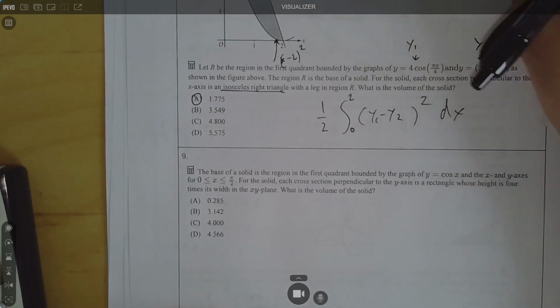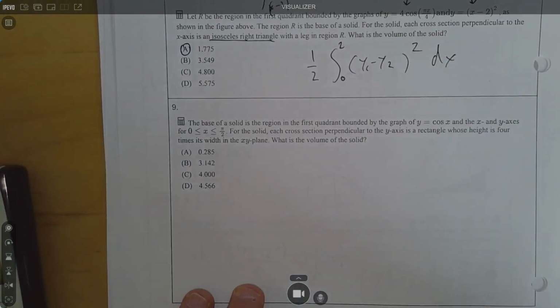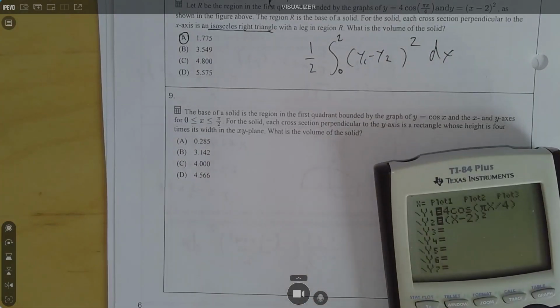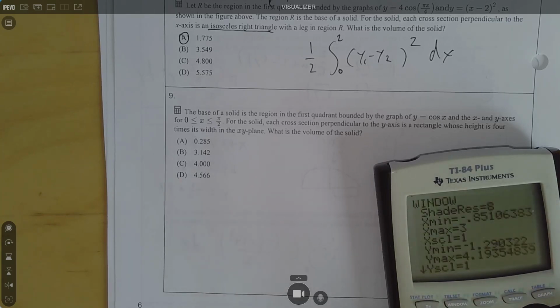The base of a solid is a region in the first quadrant bounded by the graph of y equals cosine x, the x and y axes. For each solid, the cross section perpendicular is a rectangle whose height is 4 times its length. What's the volume of the solid? Okay. So first thing you want to do, obviously, is just graph that. So it's going to be cosine x. That's just it. Make that window pretty small, which it already is, so maybe this will be fine.